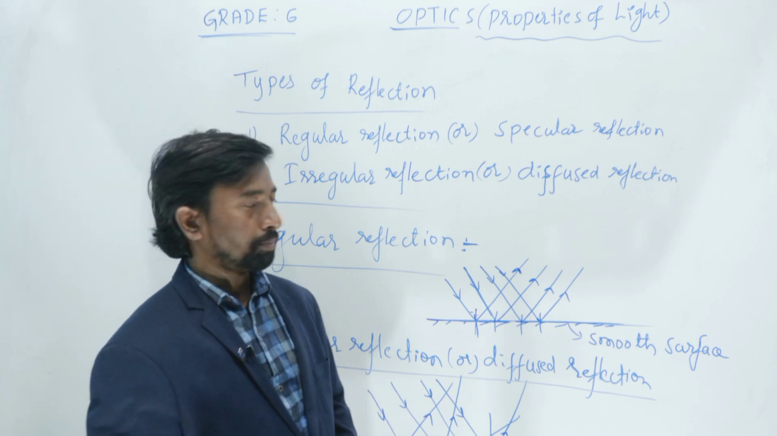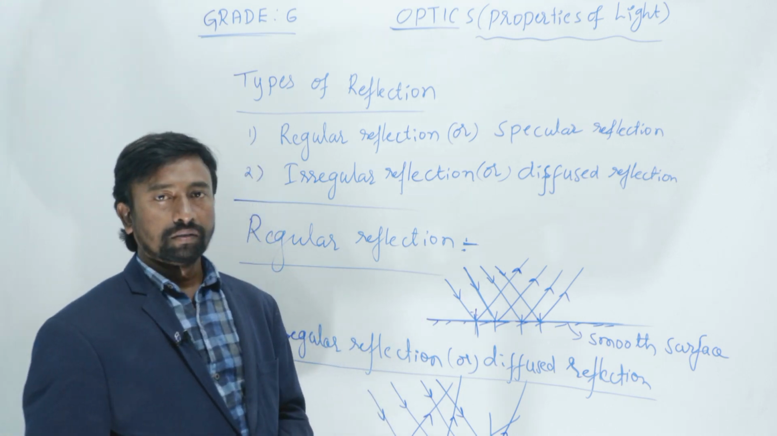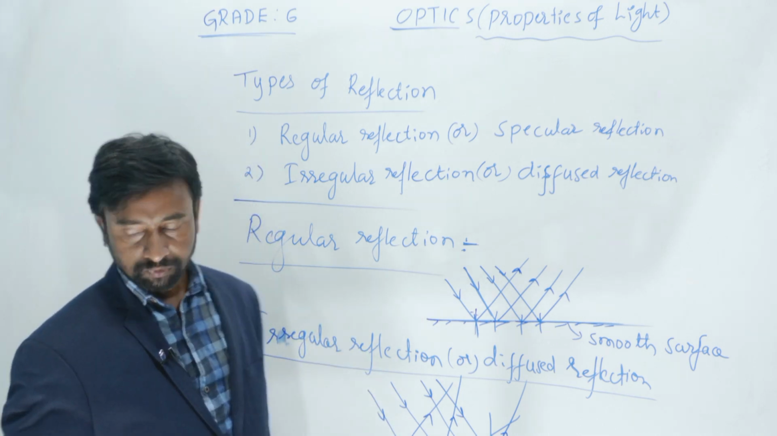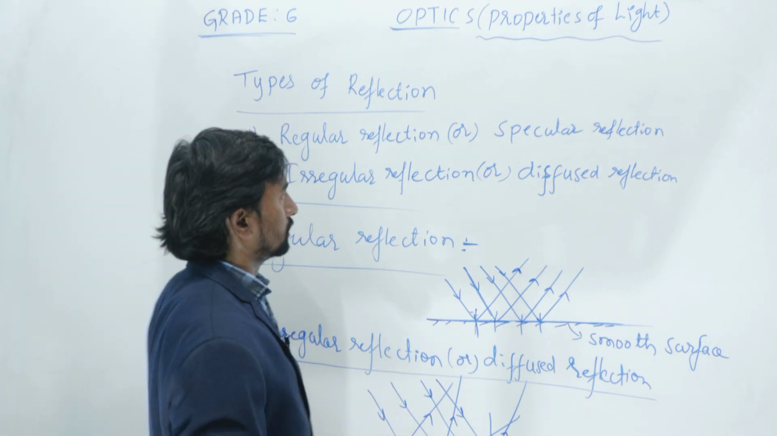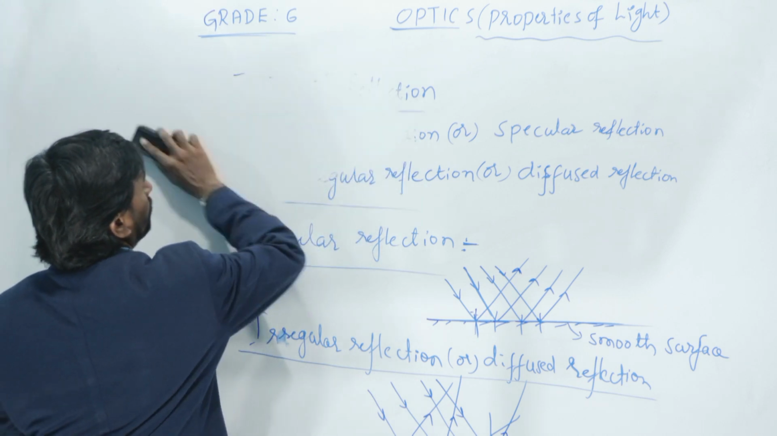So that is about reflection and its types. Now we are going to see the next property of light, that is refraction. We'll see refraction now.